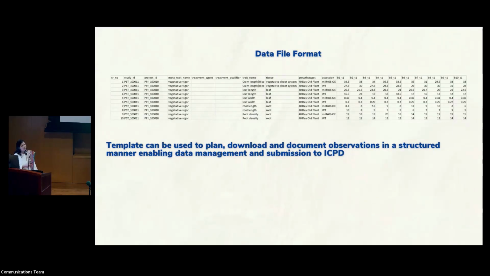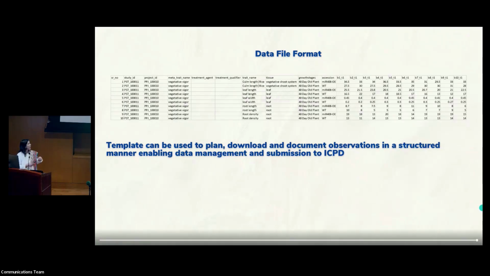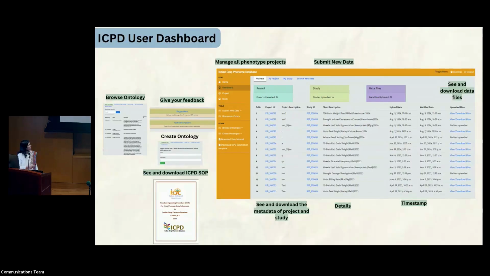Then this is the format of the data file; this is a template-based submission. As soon as the user enters all the metadata, this automatically generated template is produced, and he only has to provide the observation values and upload it back to the system. He can also use these files for documenting data, so a structured way of managing data can be followed by students as well as the research community. This is the dashboard of the ICPD, where these are the test data.